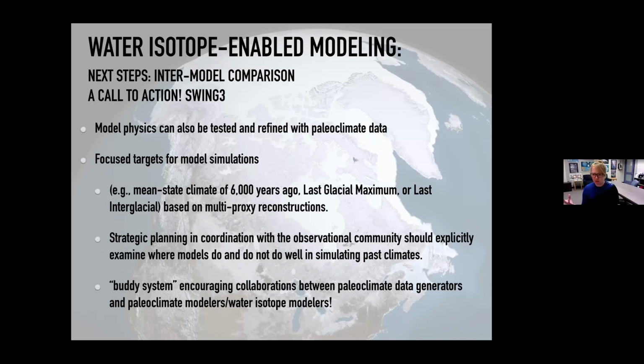We can run these model simulations till we're blue in the face, but what we really need is observations, and especially potentially water vapor isotope measurements in the present. And so we talked a bit yesterday in our session about using d-excess as a target for just basic improvement of kinetic fractionation over the ocean.